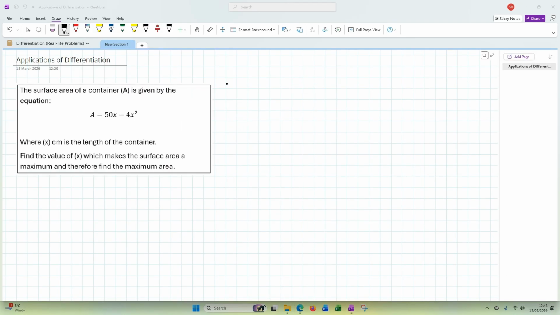So to our second problem, very similar to the first, but just to give you a little bit more practice with these type of problems, let's go through this one. So the question is, the surface area of a container A is given by the equation A equals 50x minus 4x squared, where x centimeters is the length of the container. Find the value of x which makes the surface area maximum, and therefore find the maximum area. Okay, like before, let's just write out the equation.